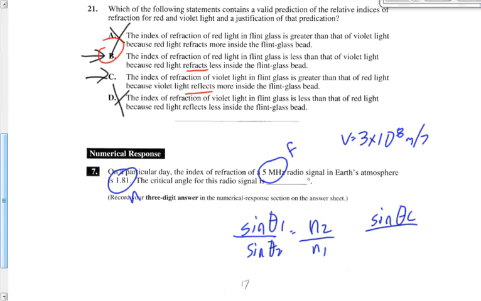Hey, what do you think the odds of having a single problem involving a critical angle is on the exam? I'd say pretty high.